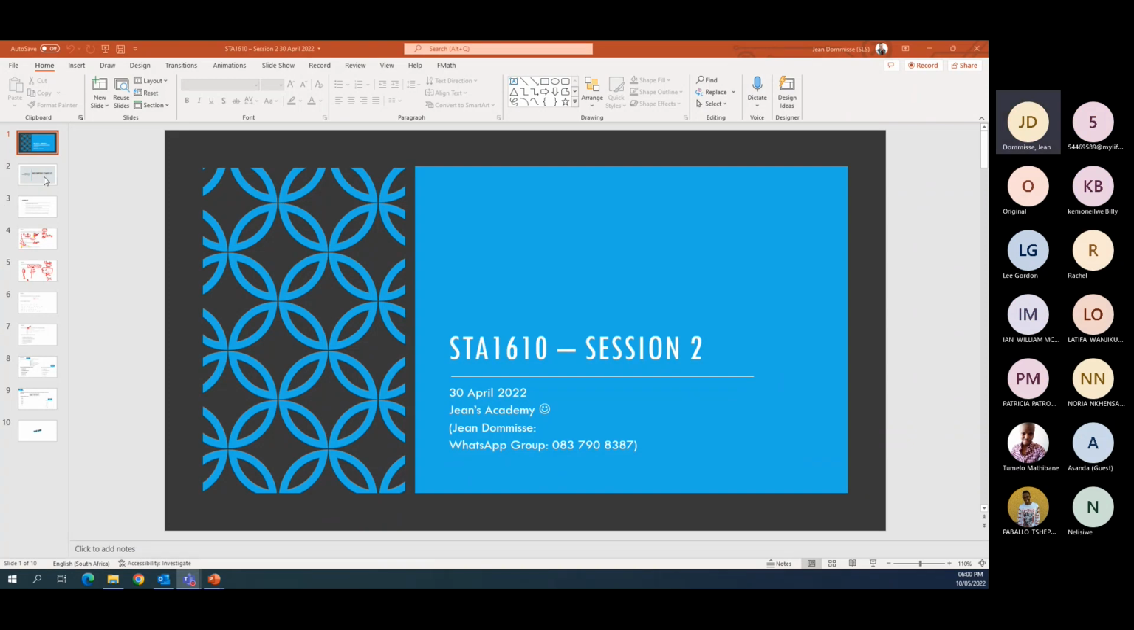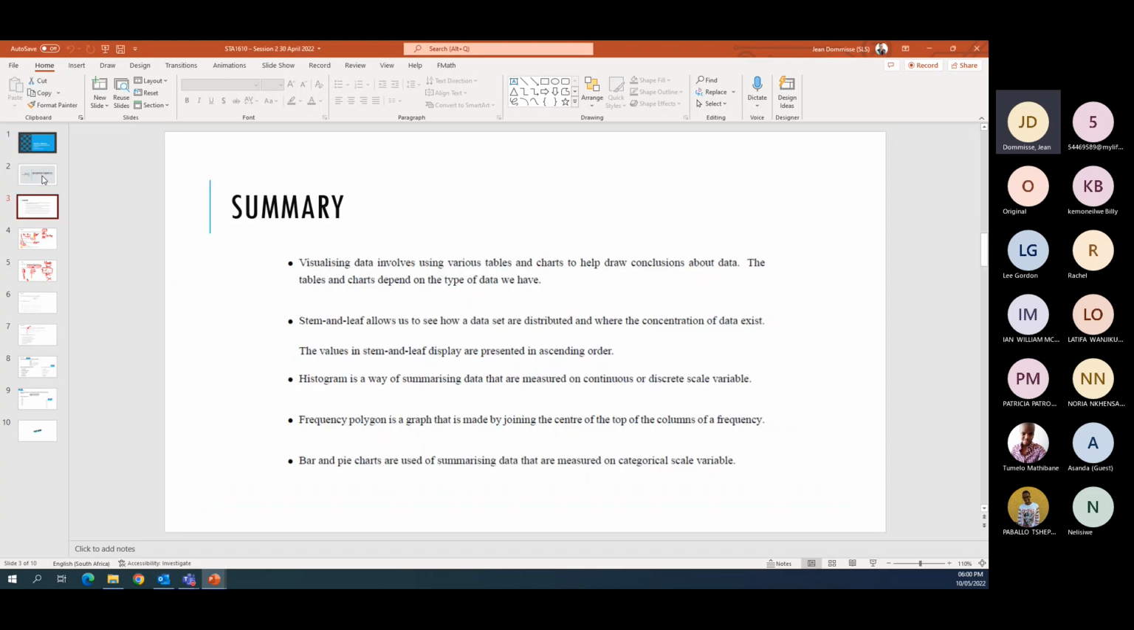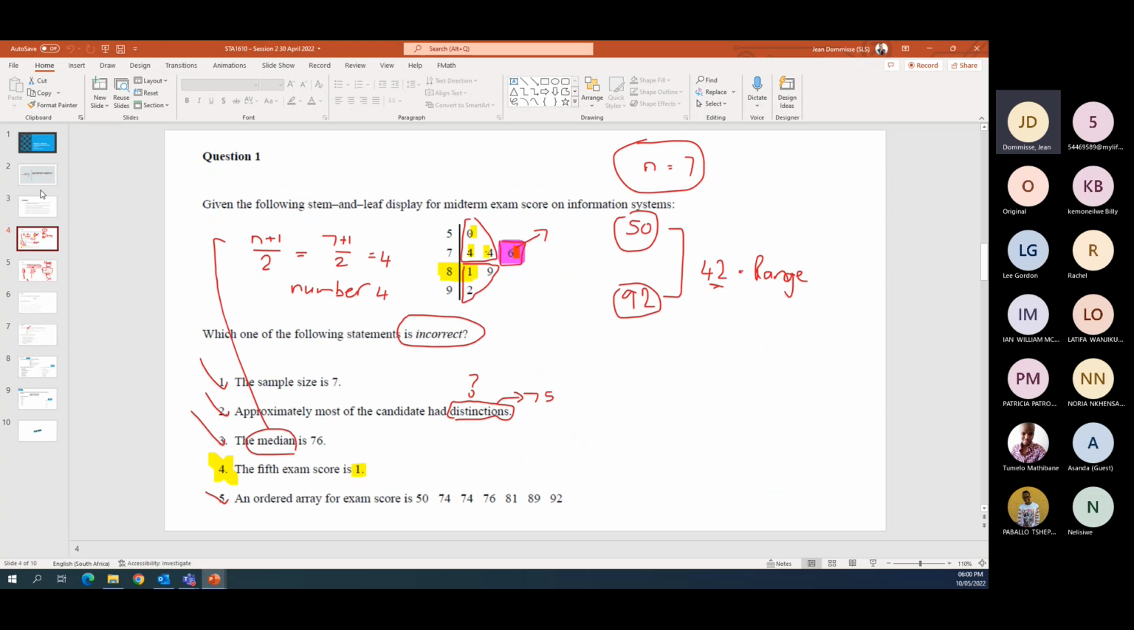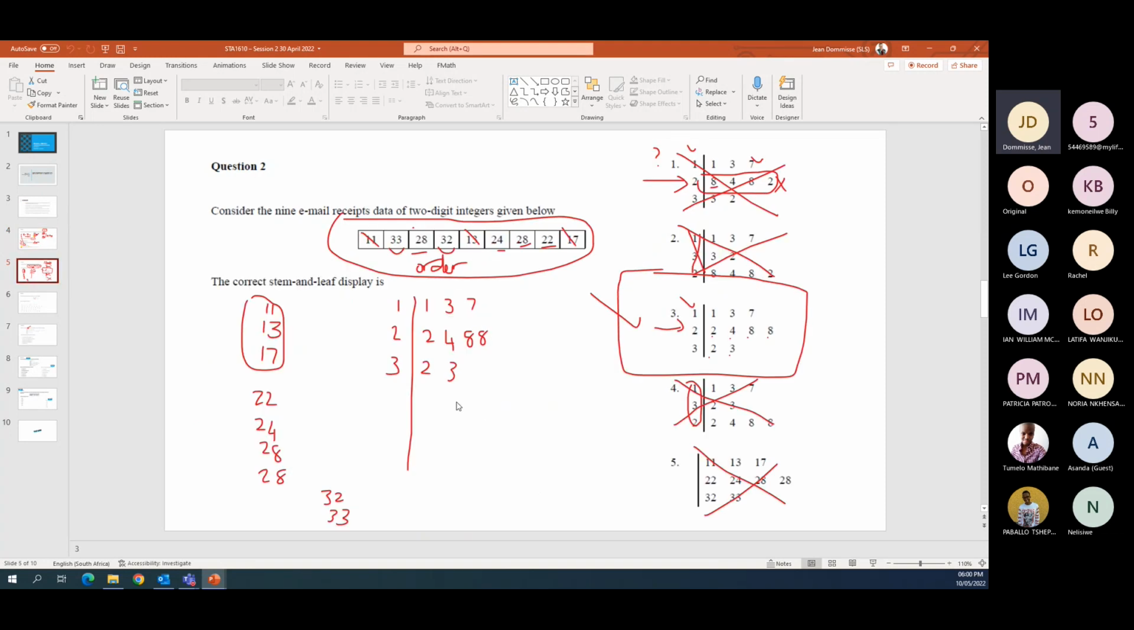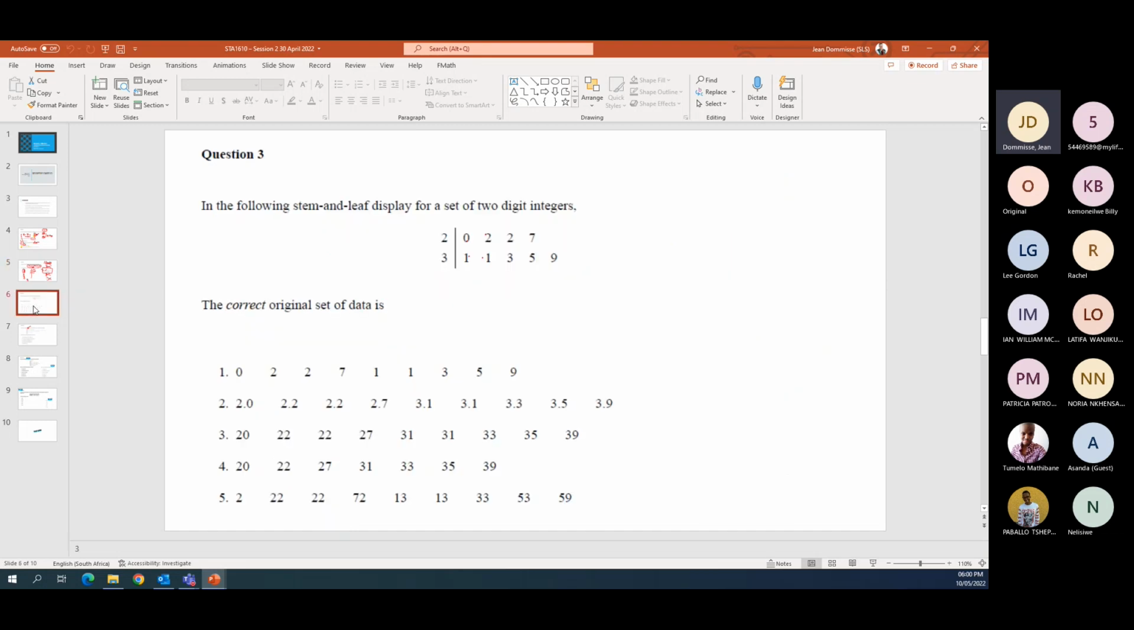So last time we started with session 2, and we started to look at the stem and leaf. We've looked at a different type of question that they can also ask in stem and leaf. So let's just continue with that, and then we'll get into study unit 3 just after this.